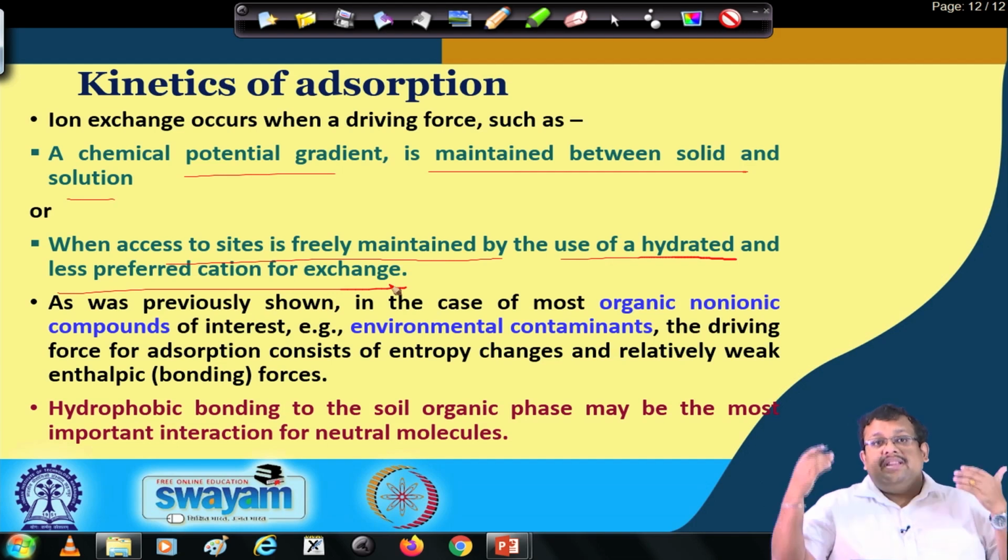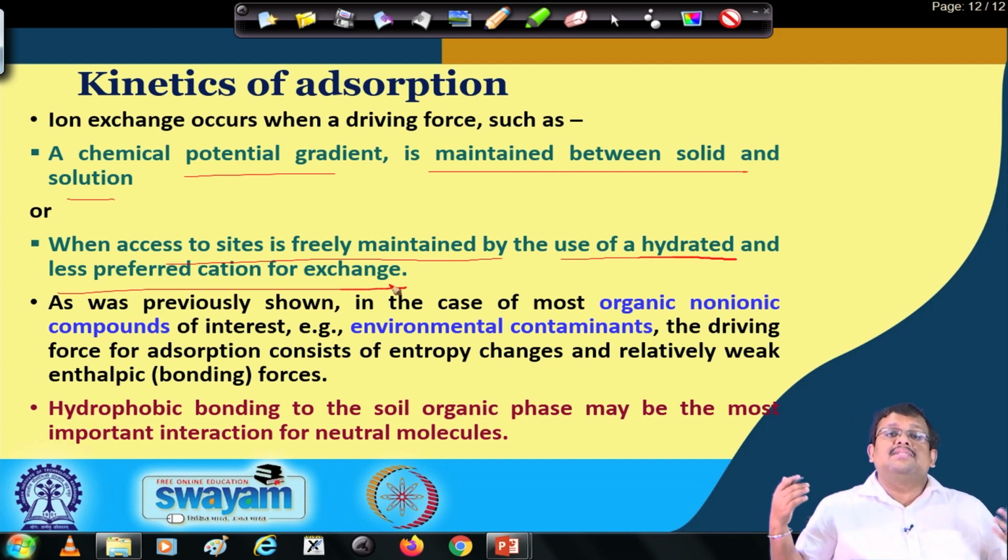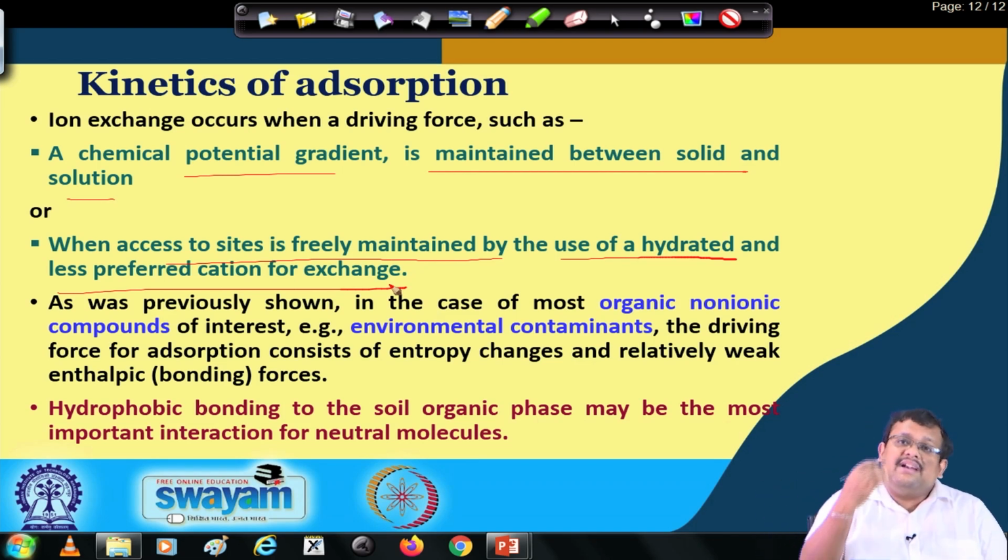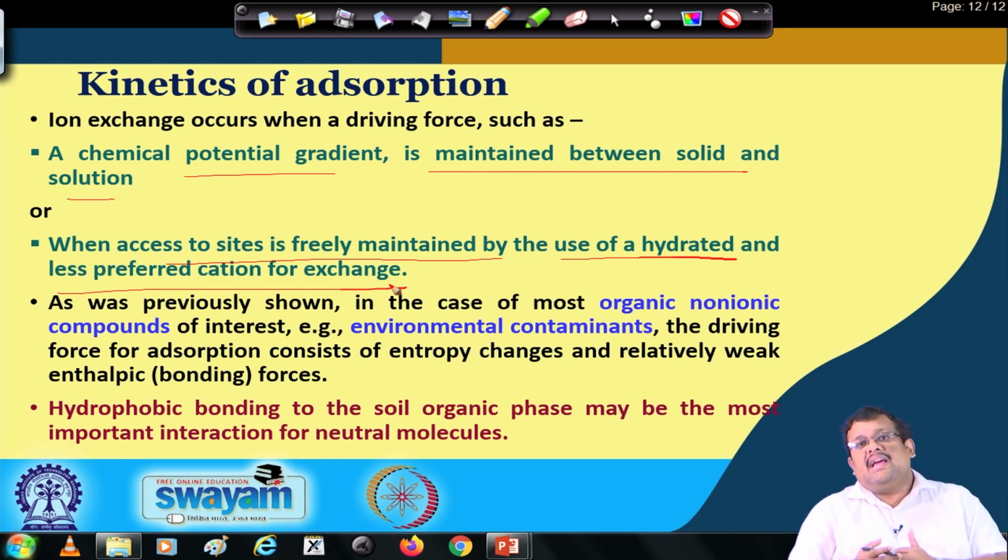Another is when the access of the site is freely maintained for the adsorption by the use of hydrated and less preferred cation for exchange. So, when there is a hydrated and less preferred cation for exchange, obviously the pollutants can exchange those hydrated and less preferred cations and then get adsorbed. So, there is a competition, and these pollutants basically win this competition to get adsorbed onto the clay surface.